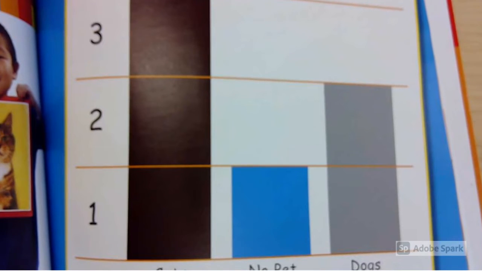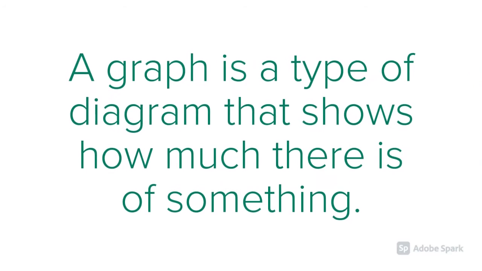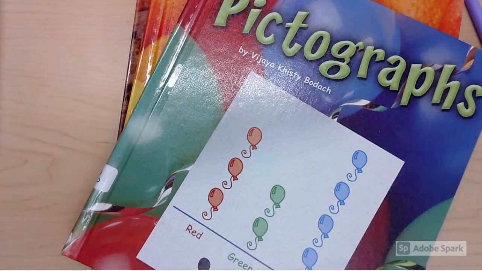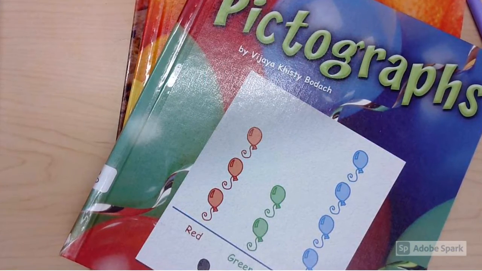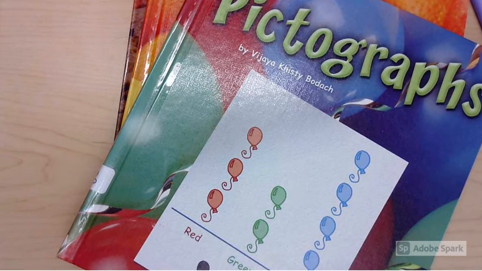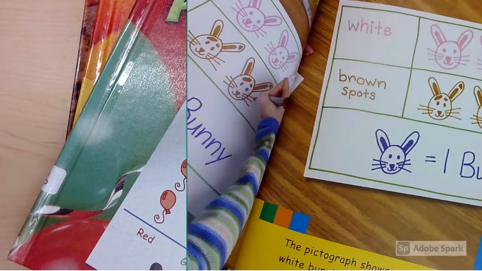Here's an example of a common kind of graph. A graph is a type of diagram that shows how much there is of something. There are lots of kinds of graphs, and I couldn't possibly show examples of all the different types, but here are a few, including pictographs.